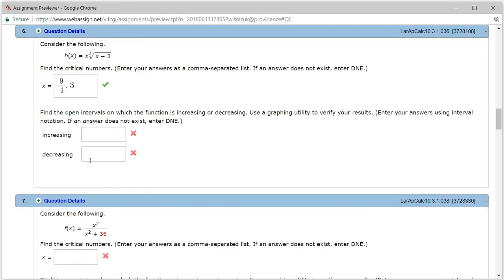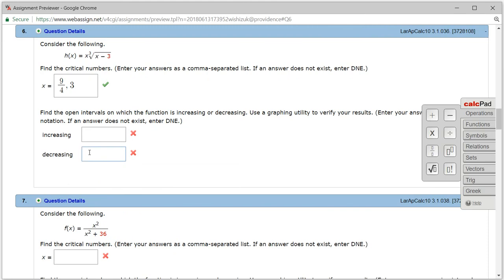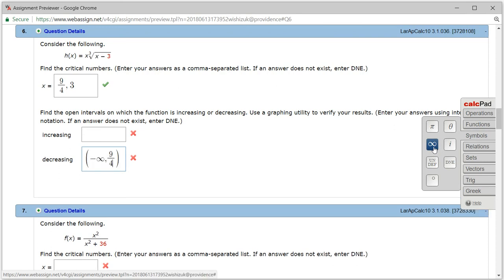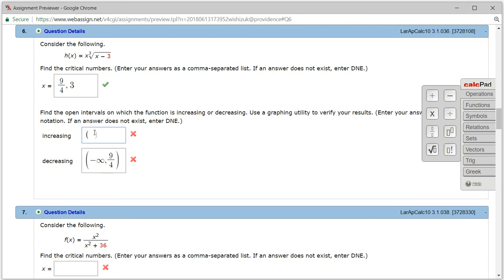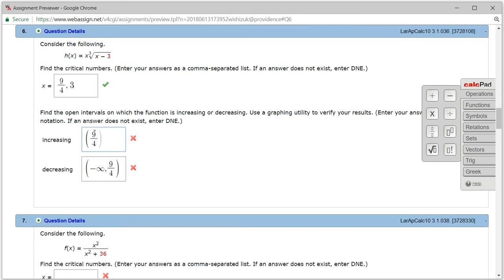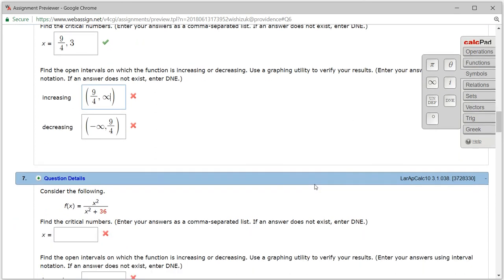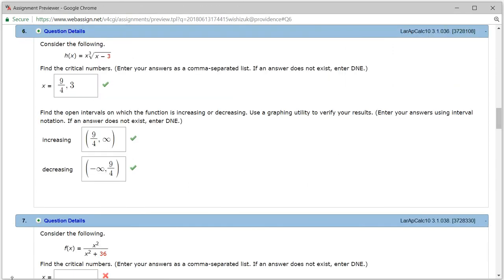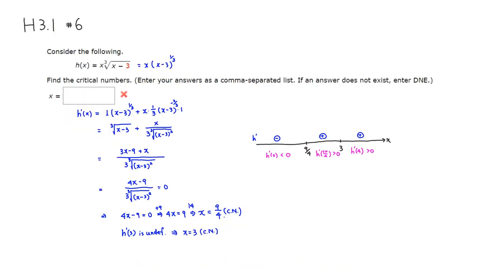So let's type it in. It's going to be decreasing from negative infinity to 9 over 4, then increasing from there on. So you have 9 over 4, then you go all the way to positive infinity. Let's check the answer, submit for testing. All right, it came back and looks like we got this one correctly. That's it. I hope that this was clear.